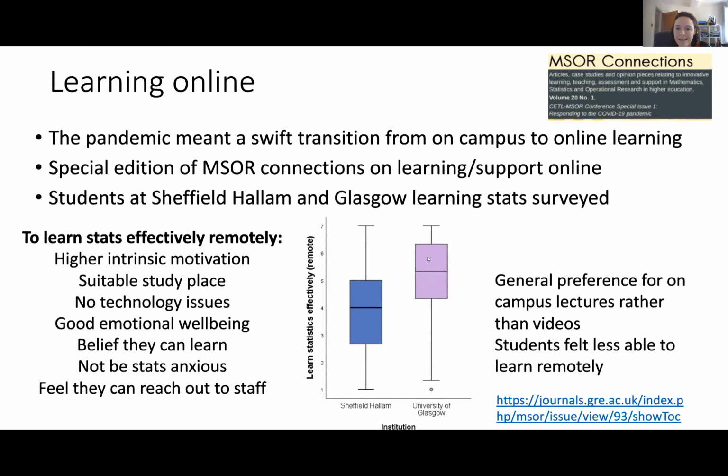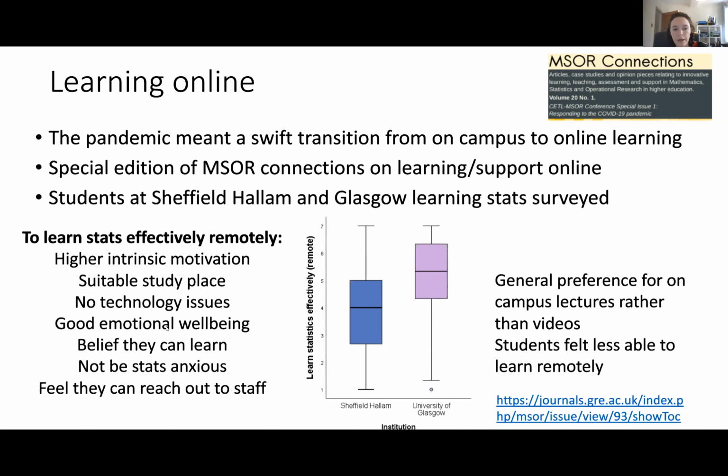And research suggests that in order to learn effectively remotely, you do need higher motivation, and that's what ours showed as well. So students who are more motivated to learn, which when you're teaching stats is not very many, are more likely to be able to learn effectively online. We also found that particularly students at Sheffield Hallam, a large number of them, say 30% or more, even at the end of the year, did not have a suitable study place at home and were having technology issues, which is a major problem if you're going to continue to do online teaching or support.